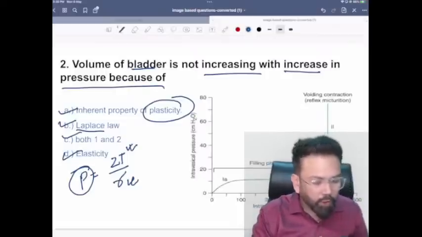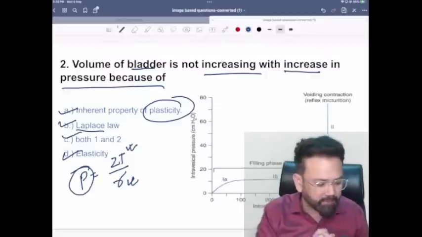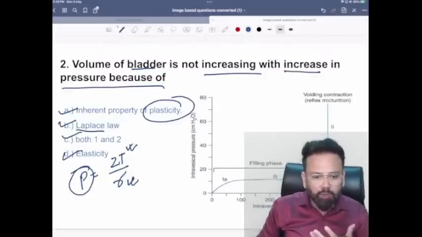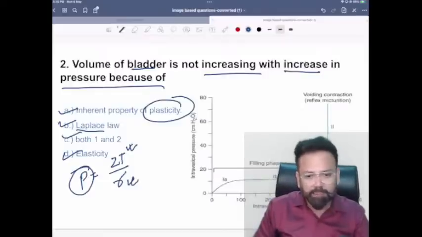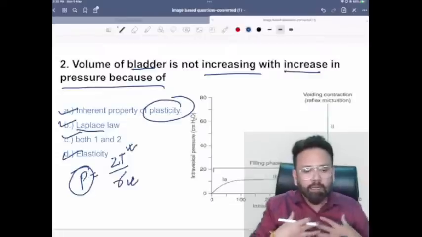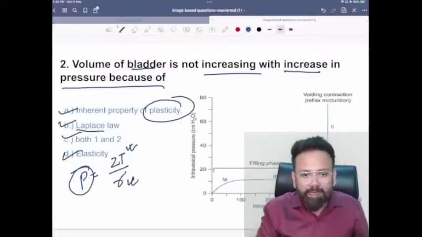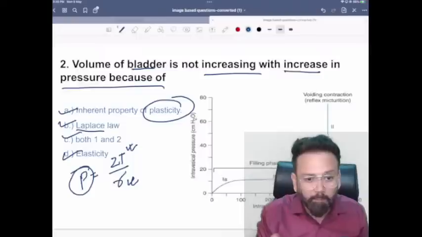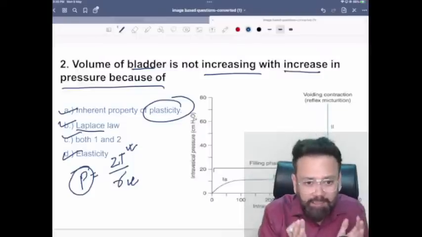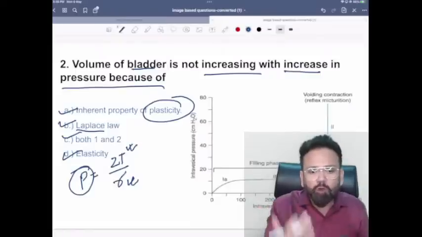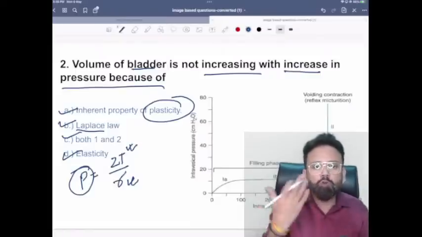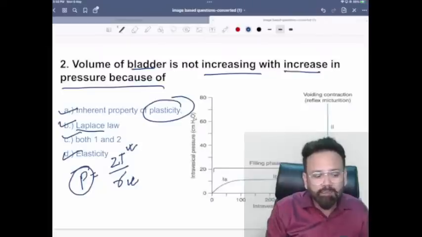Tell me one thing, is your stomach plastic or elastic? What do you think? Stomach is not elastic. See, lungs are elastic. When we take air inside, it comes outside. But stomach is plastic, not elastic, because it has to accommodate the food. If you are taking the food inside, it will not go out because it is not elastic.